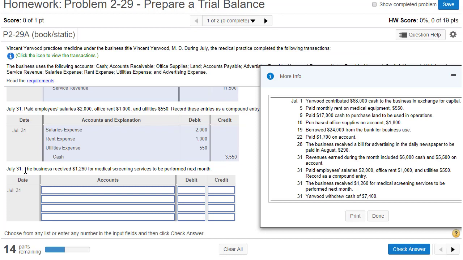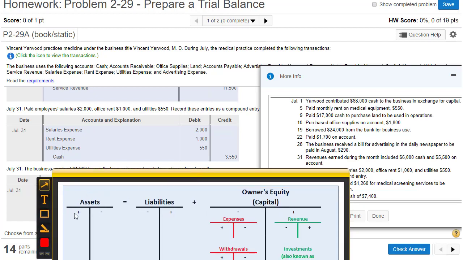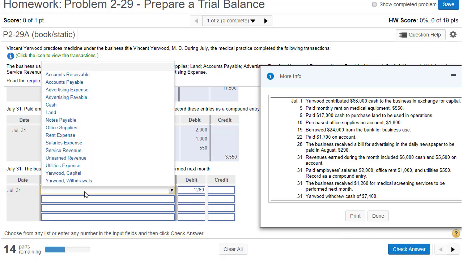And then July 31st, the business received $1,260 for medical screening services to be performed next month. Okay, this is critical. We've not performed this, but the person is paying us $1,260. So let's record the cash. We know cash is an asset and we have more cash. So cash is going to be the debit account.